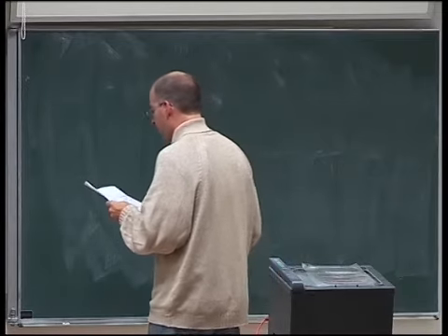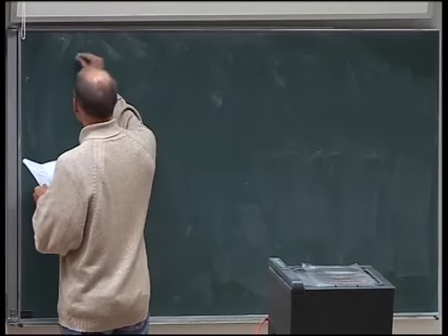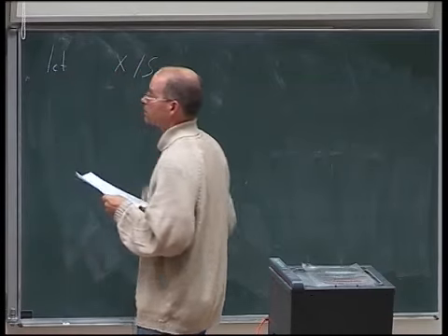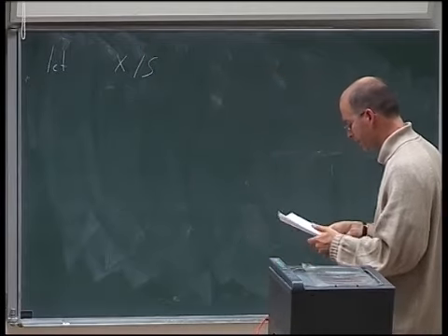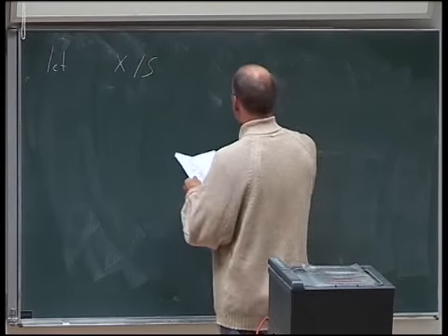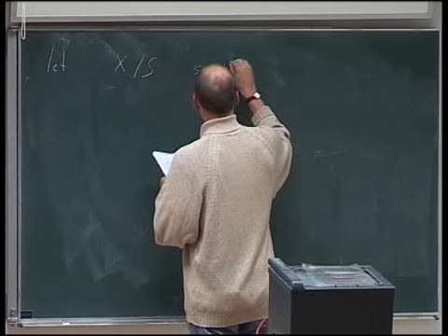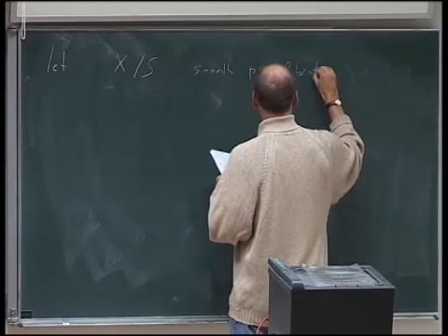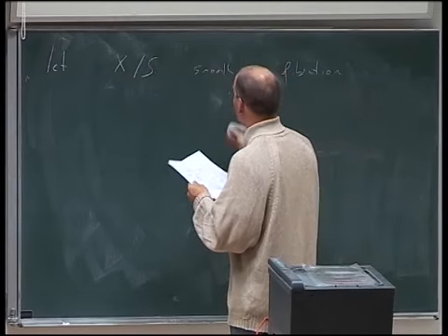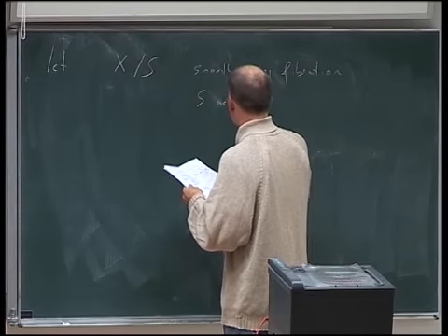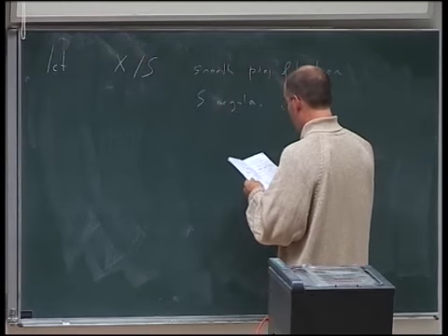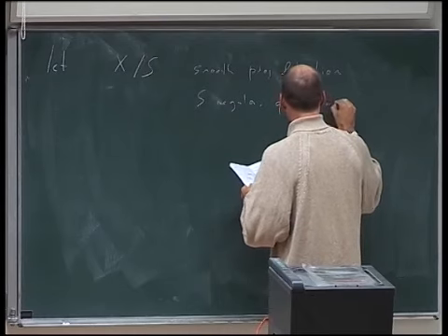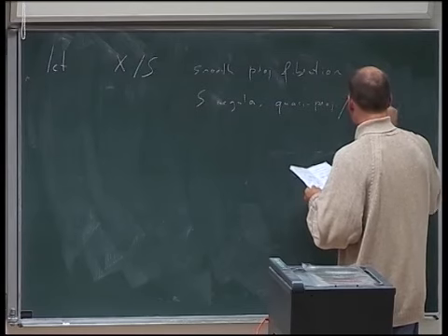So simply consider first X over S. Forget the S I defined before, it's not going to appear again. So simply a smooth projective fibration, and you suppose that S is regular and quasi-projective over a Dedekind ring. So for instance, Z if you want.